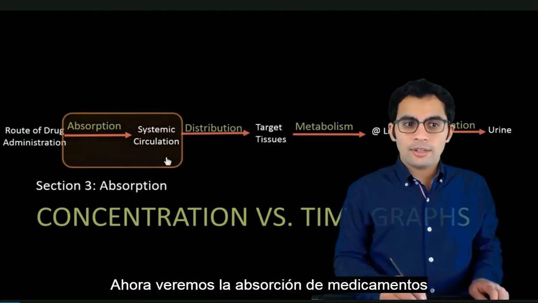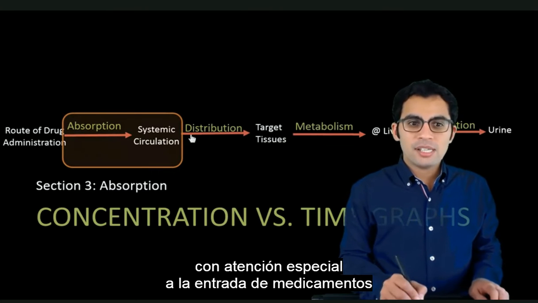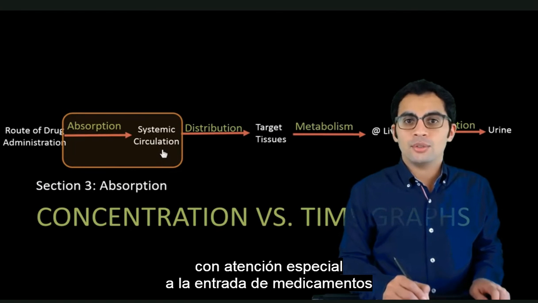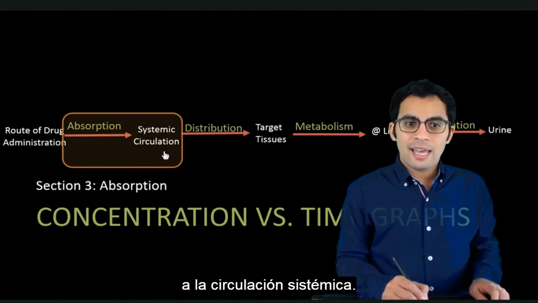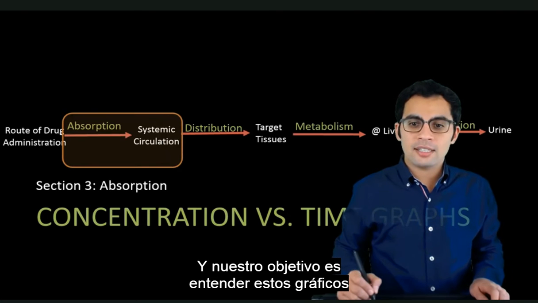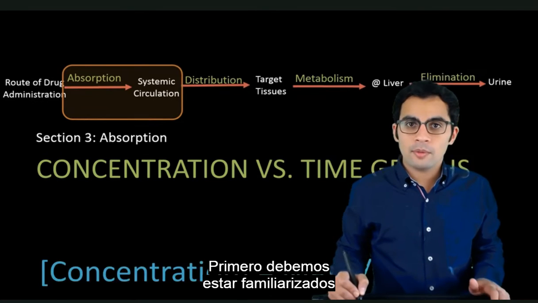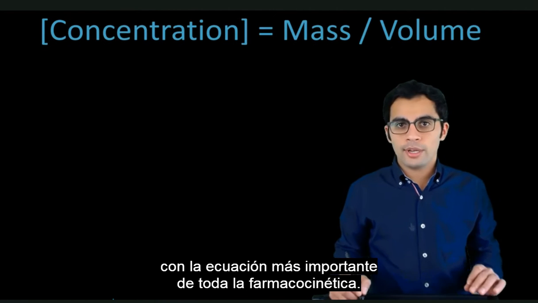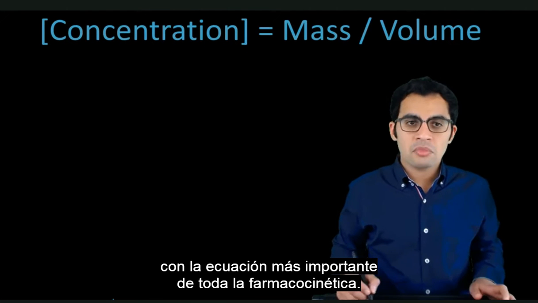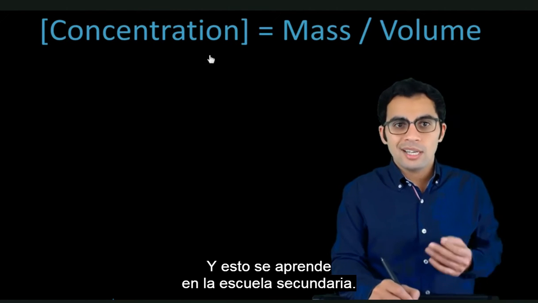So what we're going to do now is look at drug absorption and pay particular attention to drugs getting into the systemic circulation. And our goal here is to understand these concentration versus time graphs. So the first thing we need to be familiar with is the most important equation in all of pharmacokinetics. And this is something you learned in high school.